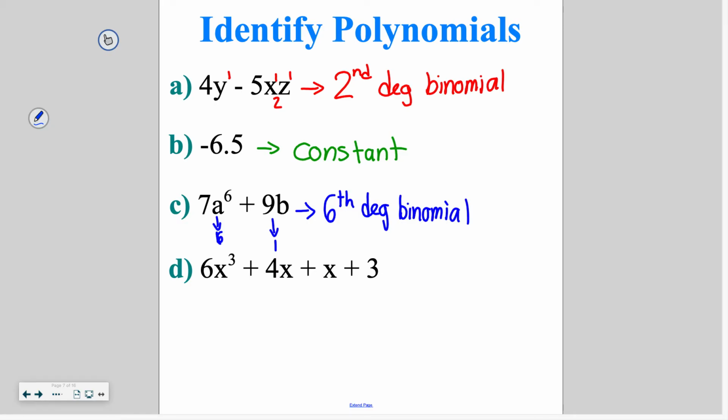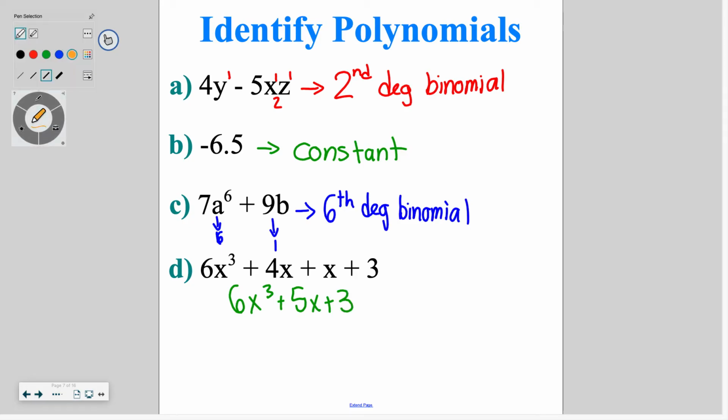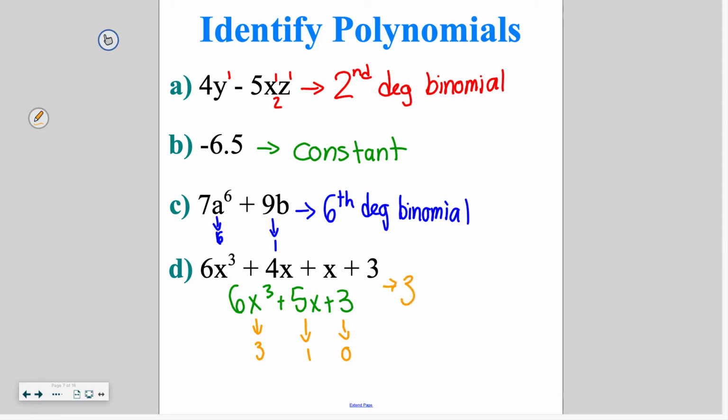Notice in the middle here, we have like terms that we can combine. So we've got 6x to the 3rd plus 5x plus 3. So then this becomes a degree of 3, a degree of 1, and then our degree of 0. So we would call this one a 3rd degree trinomial.